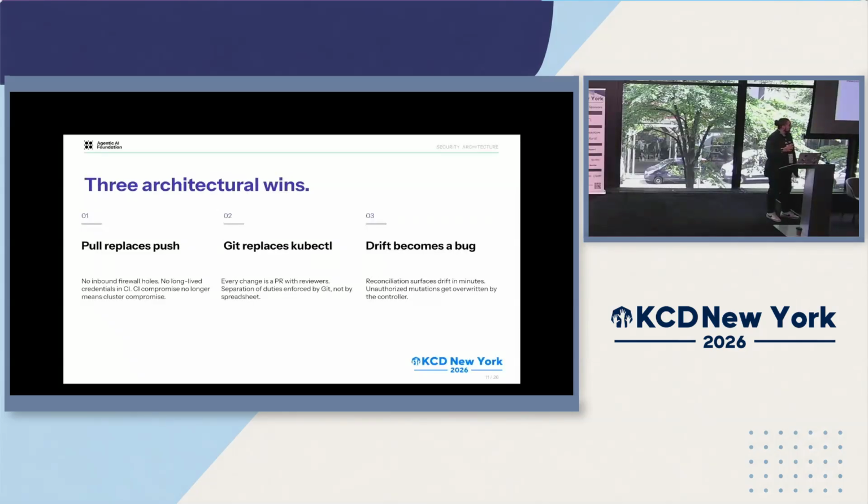So, and the reason why is because of the 3 architectural wins that GitOps brings, which is pull replaces push, less security concerns there. Git replaces kubectl, so you can find out who did this, no more looking into who went into the cluster and made a change. And then drift becomes a bug, but it's something that's correctable, right? It's something that can be easily rolled back and corrected.